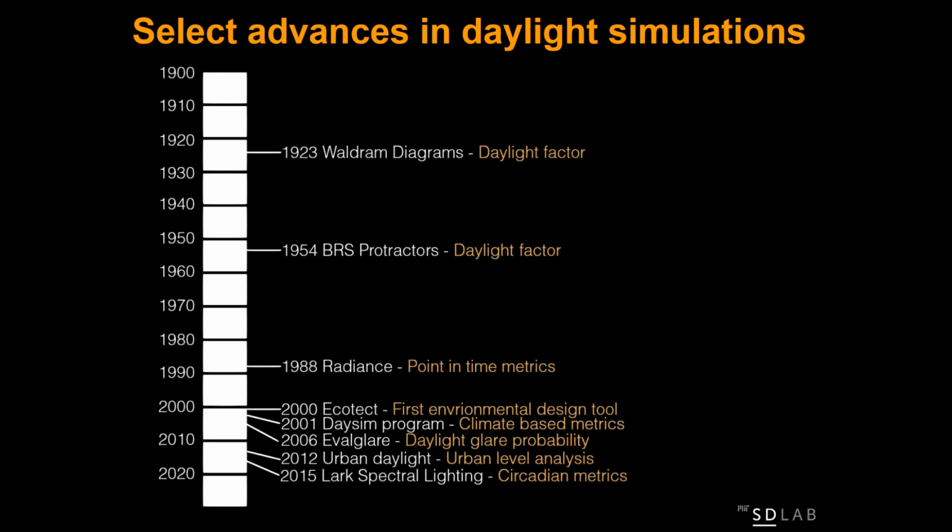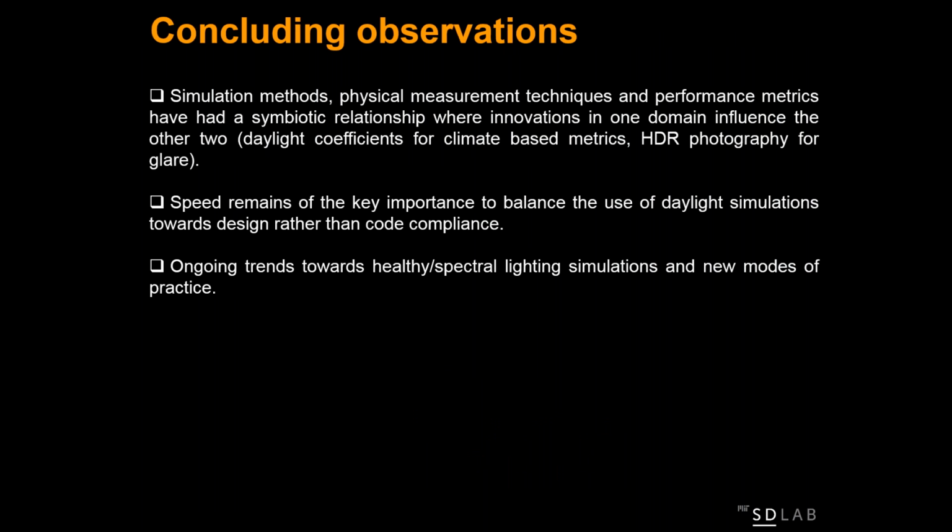The first environmental design tool was in 2000, Ecotect. And then we moved on to having DAYSIM as a tool that is widely available for people that want to do annual climate-based calculations. Jan Wienold's evalglare metric allows you to model daylight glare probability and other indexes in buildings. We have the urban daylight method, and now very recently the large spectral lighting method. So there is a lot of activity going on, and time will show which one of these innovations will take us to a new era of daylighting.